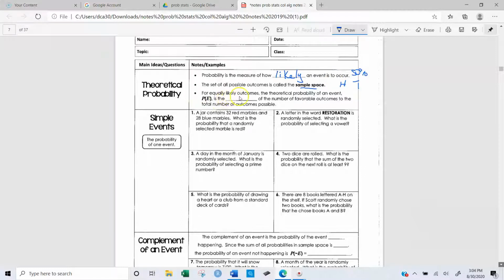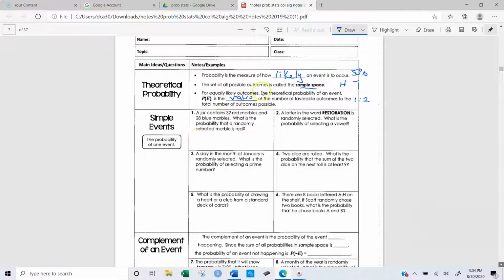For equally likely outcomes, the theoretical probability of event P(E) is the ratio of the number of favorable outcomes to the total number of outcomes. So ours, it's 1 to 2 is our ratio.